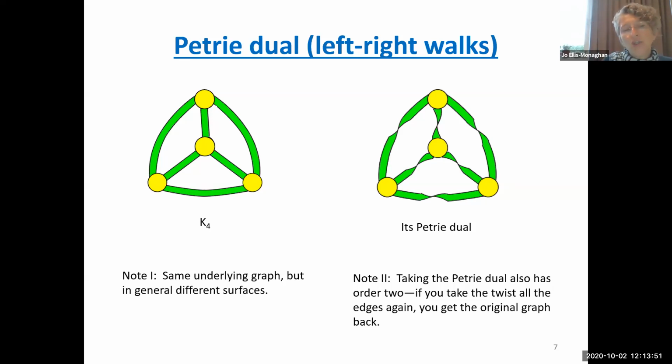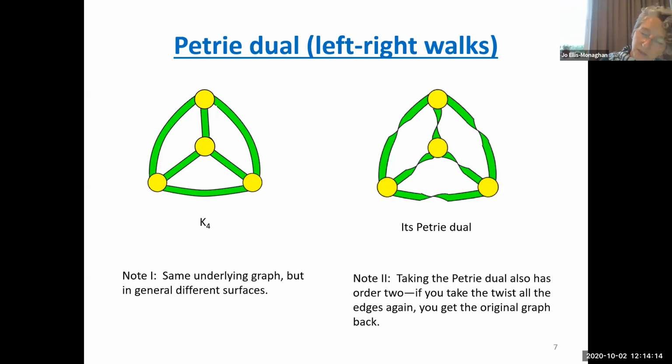A couple of things to note here is that Petrie duals, these two graphs, have the same underlying abstract graph. They're both K4, but in general, they're on different surfaces. This one on the left is on an orientable surface. This one on the right is on an unorientable surface.